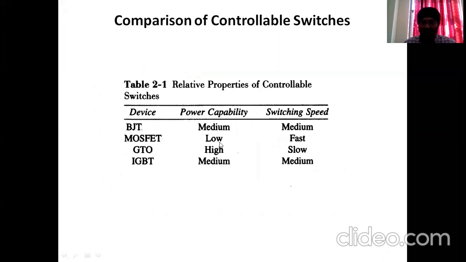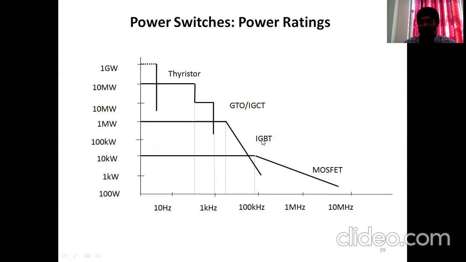But just for comparison's sake, MOSFETs can handle very low power capability, but at a faster speed, meaning the response is very fast. GTOs can handle high power capability at slow speed. IGBT is again medium capability and medium switching speed, just like this one. So a medium level of switching speed and a medium level of power rating.